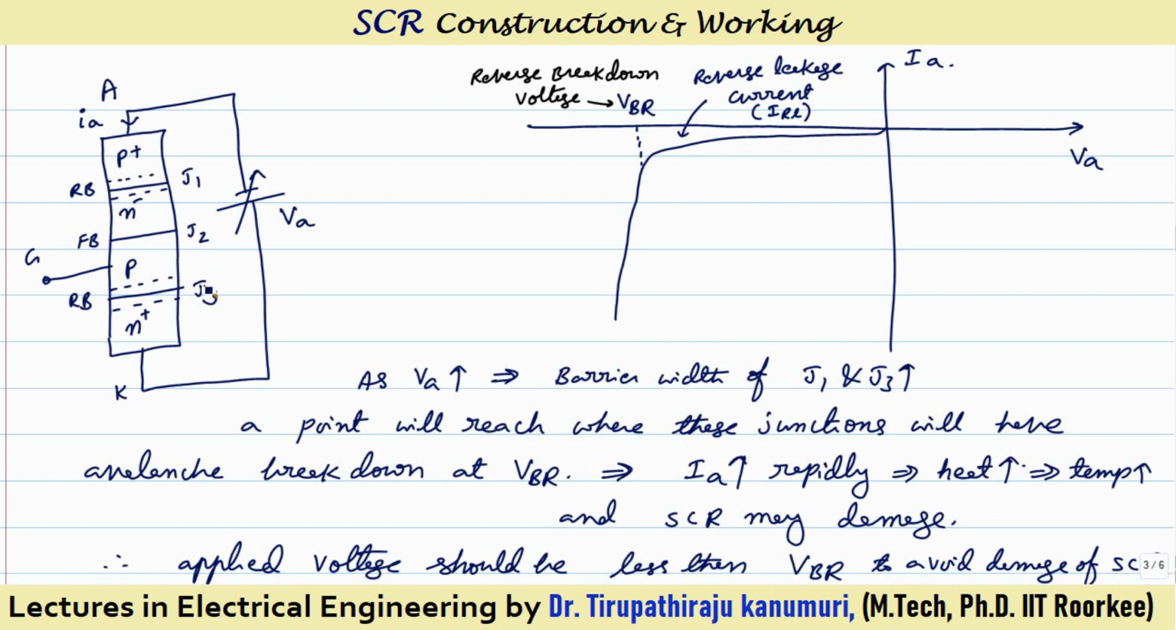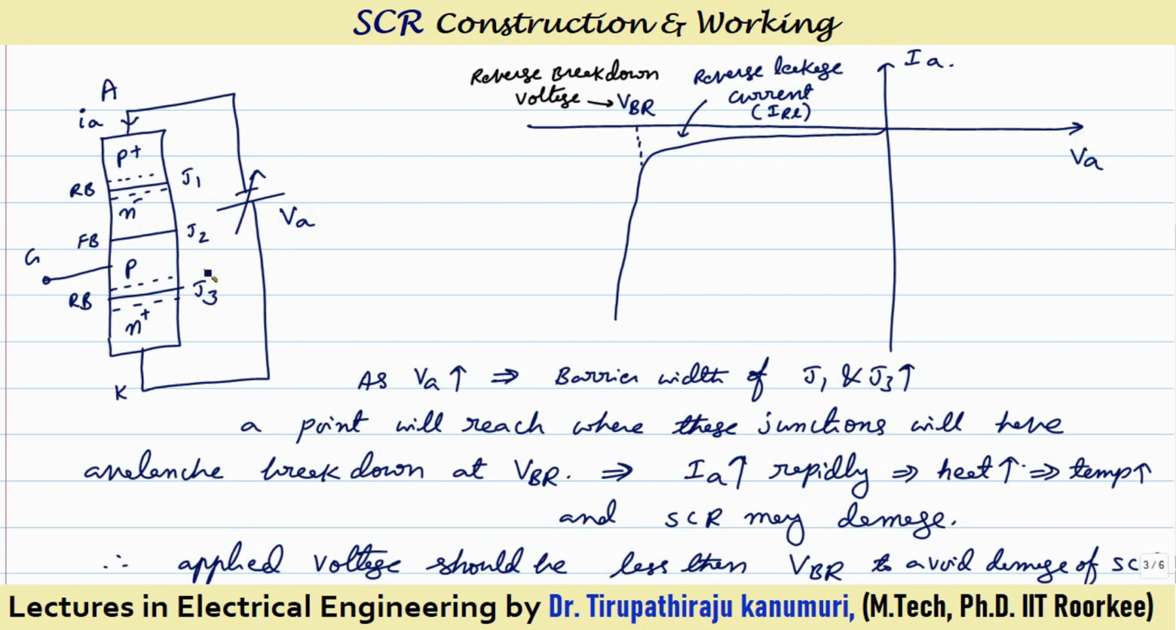Out of junctions J1 and J3, whichever junction you see here, this N minus region is more lightly doped compared to this P region, because these outer regions are heavily doped anyway. In the lightly doped region the barrier width will be more; it will expand more compared to the heavily doped region. If you want to understand these basics, you can refer to the basics lectures we have already discussed in the previous diodes and other circuits, so I am not going into details now. Because the barrier width is more, it can withstand more voltage. So out of this VA, more voltage will drop across junction J1 and a little less voltage will drop across junction J3.